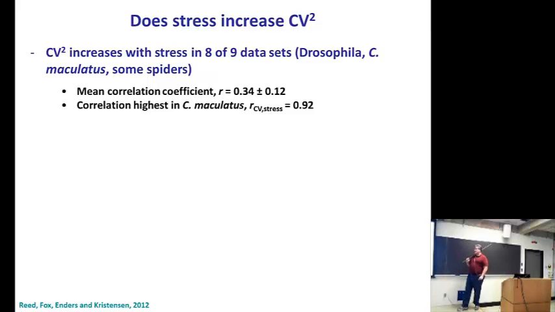I got together with a number of colleagues, David Reed, Torsten Christensen, and some others. We got all of our data sets together, and we asked, first off, does the coefficient of variation in fitness increase with stress? And the answer is generally yes, it does. So this is across all studies. This is for my particular study. Really high correlation between variance in the fitness traits we're measuring and how stressful the environments are.